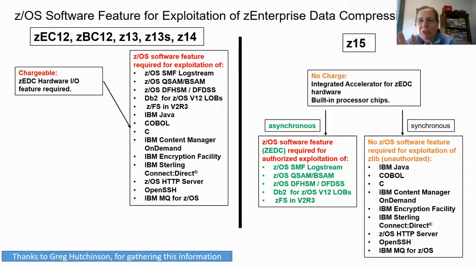However, look at the other side of this. If you're an exploiter of using zlib, which is an unauthorized and synchronous exploiter of compression, and there's a lot on that list, those are ones that you get for free. So let's just say, as an example, you're a customer that, let's say, the only thing you're doing for compression is Connect Direct. If that is the case and you don't want to expand to use any of the other exploiters on the green list, you do not have to pay for the zEDC zOS priced software feature.